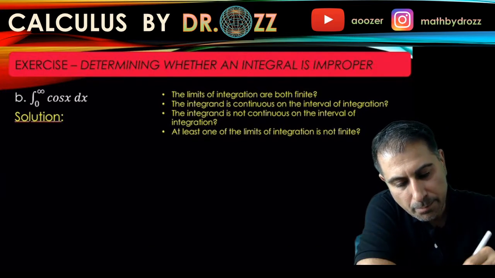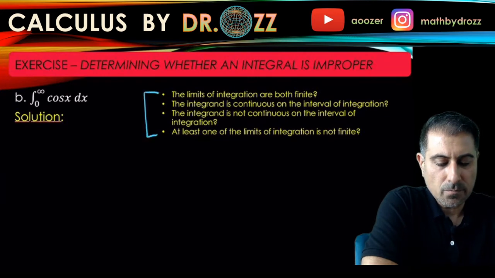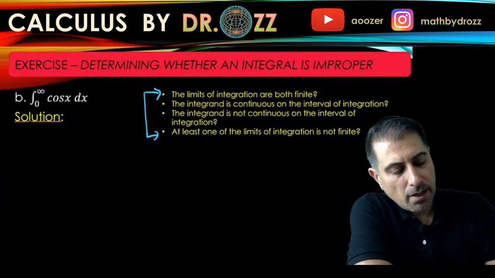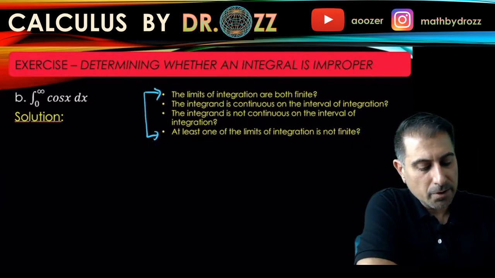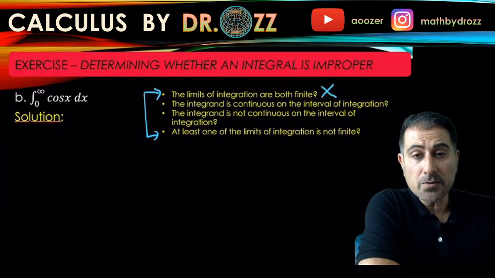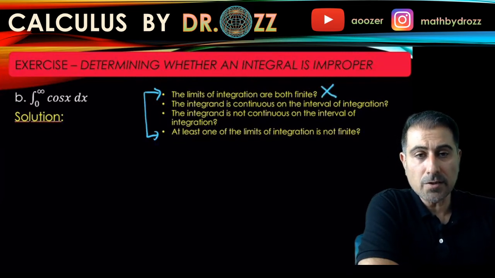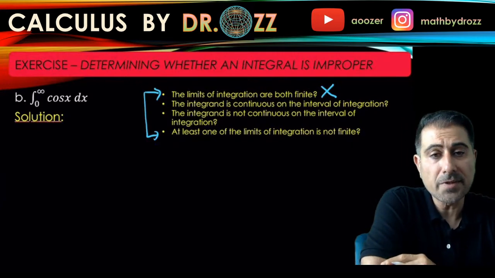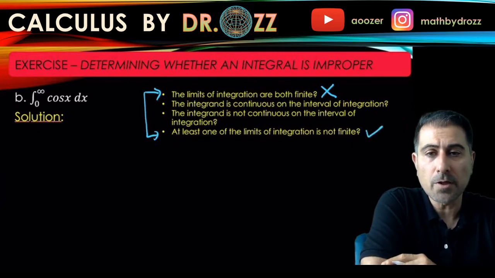As I said earlier in part A, these questions are essentially the same, right? So the limits of the integration are both finite. Well, that's wrong because one of the limits here is infinity. So I'm going to put a cross mark here. And in the last statement, as you see, at least one of the limits of integration is not finite. Yes, because the upper limit is infinity, right? So I put a check mark over there, okay?